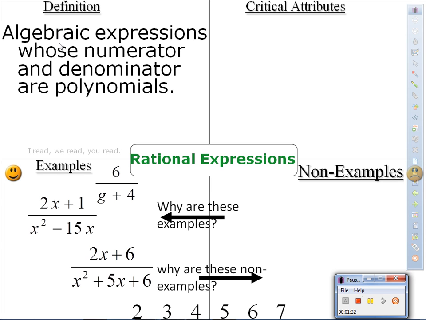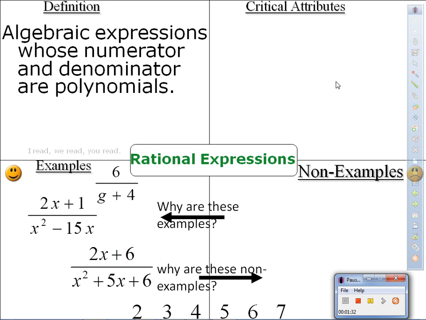So the definition says algebraic expressions. Do I have expressions here? Yep, all three of them. Whose numerator and denominator are polynomials. This one's a 6, but it's still called a polynomial, and it only has one term. So what is the name of that polynomial? It's a monomial. This denominator is a binomial, so yes, it's a polynomial. This one, we have a binomial here, same here. Right here we have a trinomial. So expressions whose numerator and denominator are polynomials.